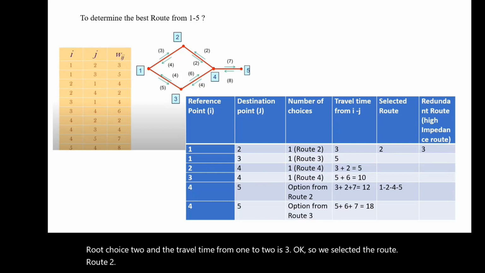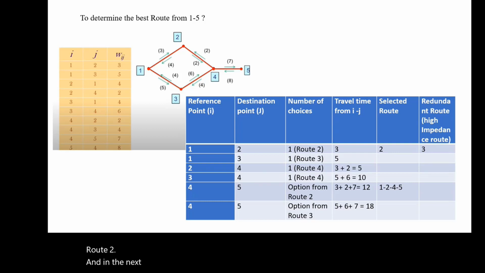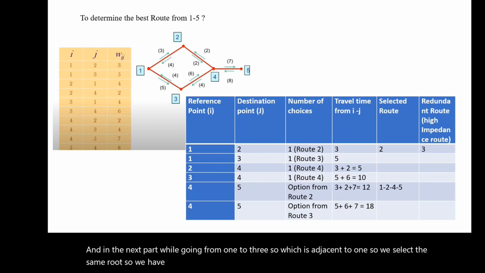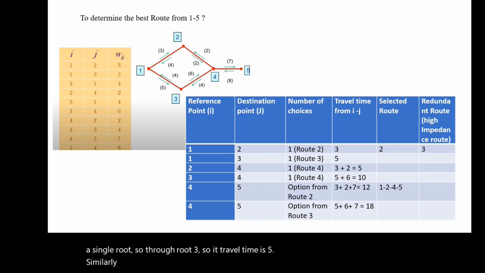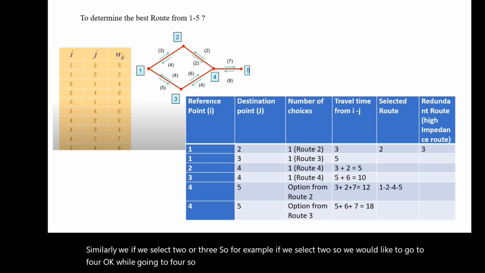In the next part, going from 1 to 3, which is adjacent to 1, we select the same way. We have reference point 1, while the destination is 3. We can only go through a single route, route 3, and its travel time is 5. Similarly, if we select 2 or 3, for example 2, and we would like to go to 4, the distance from 1 to 2 was 3.